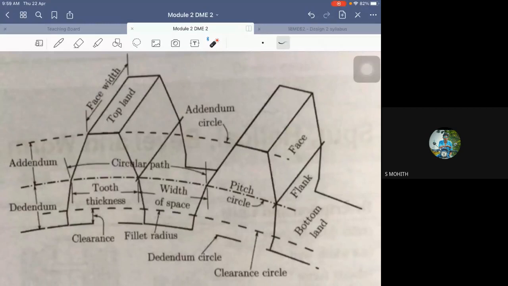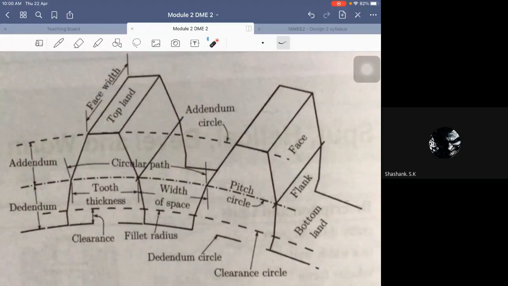Shashank, yes. Now, any parameter? Fillet radius. What do you mean by a fillet radius? It's the clearance radius between the face of the gear and the circular path. Okay. It's not clear, Shashank, we'll come back to you.